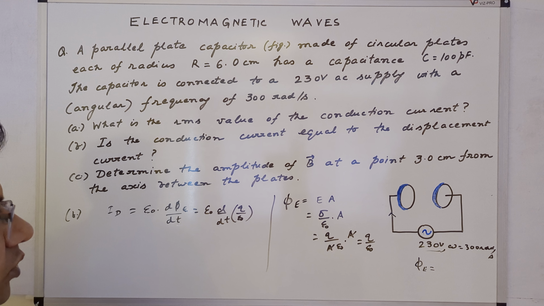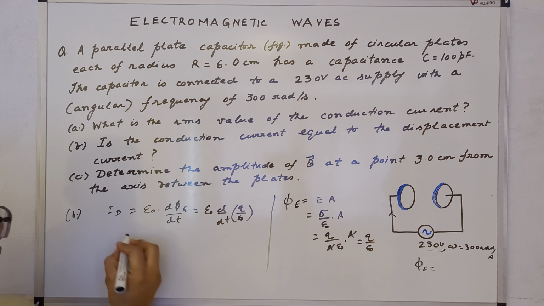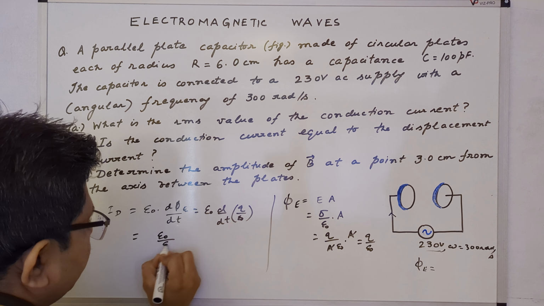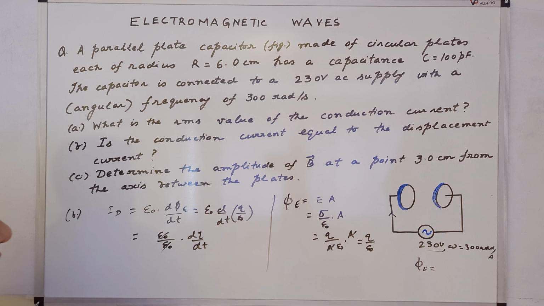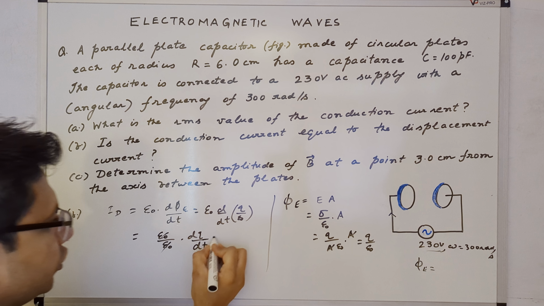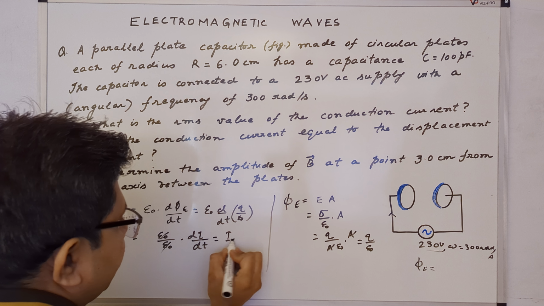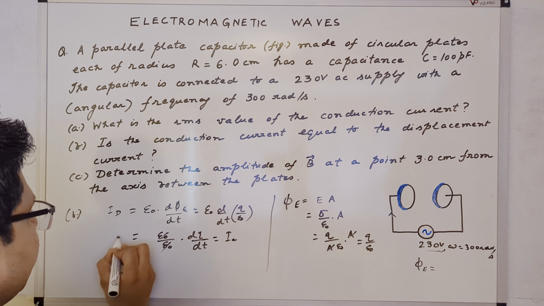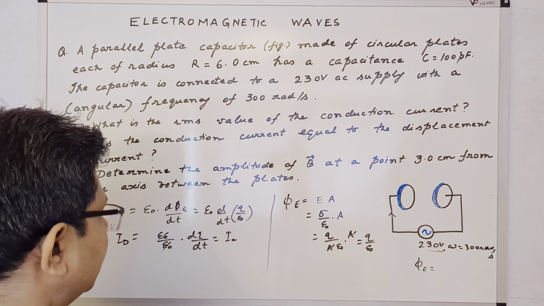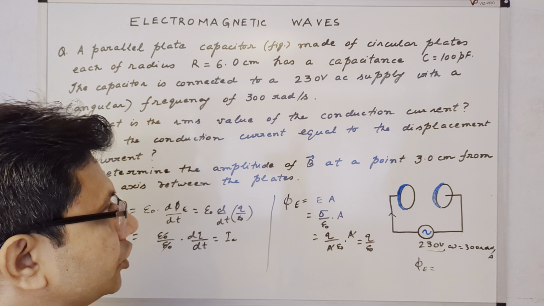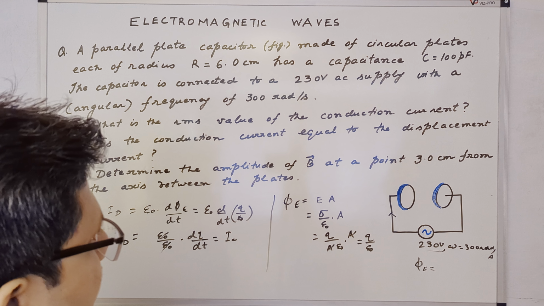Now this epsilon naught is a constant, so we can pull it out from the differential. So this is epsilon naught upon epsilon naught dQ by dt. Now this epsilon naught cancels with this epsilon naught, and dQ by dt is the rate of change of charge, which is equal to the conduction current. So in this way we can say that the displacement current is equal to the conduction current. This is the proof, and this is the answer of the second part of this problem.